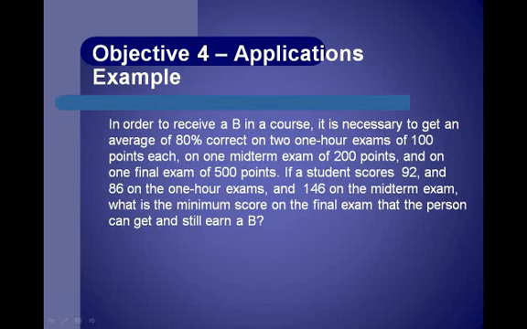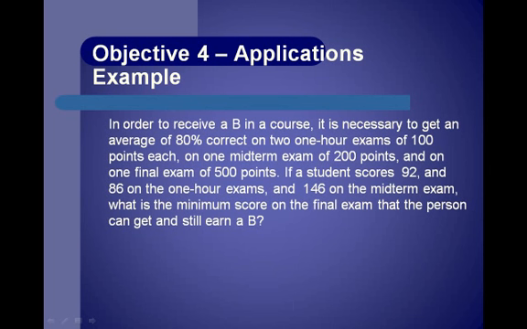Okay, now we're ready to do some applications. In order to receive a B in a course, it is necessary to get an average of 80% correct on 2 one-hour exams of 100 points each, on 1 midterm exam of 200 points, and on 1 final exam of 500 points. If a student scores 92 and 86 on the one-hour exams, 146 on the midterm exam, what is the minimum score on the final exam that the person can get and still earn a B?